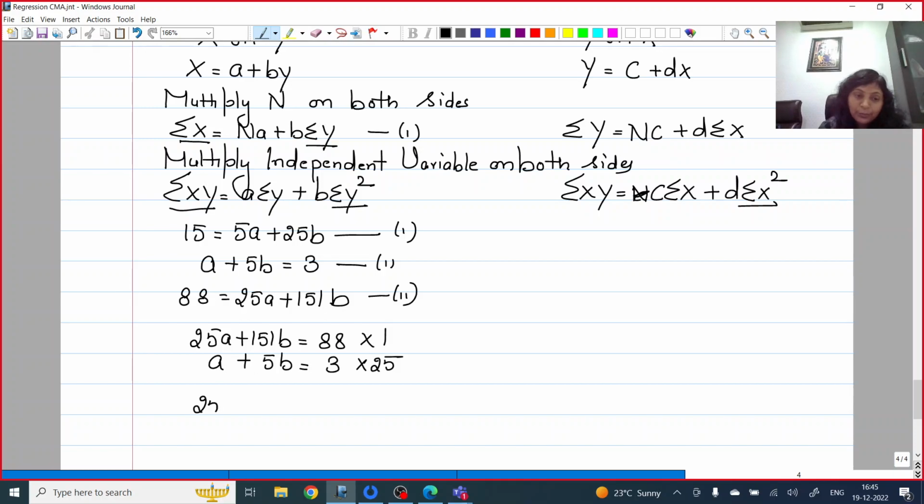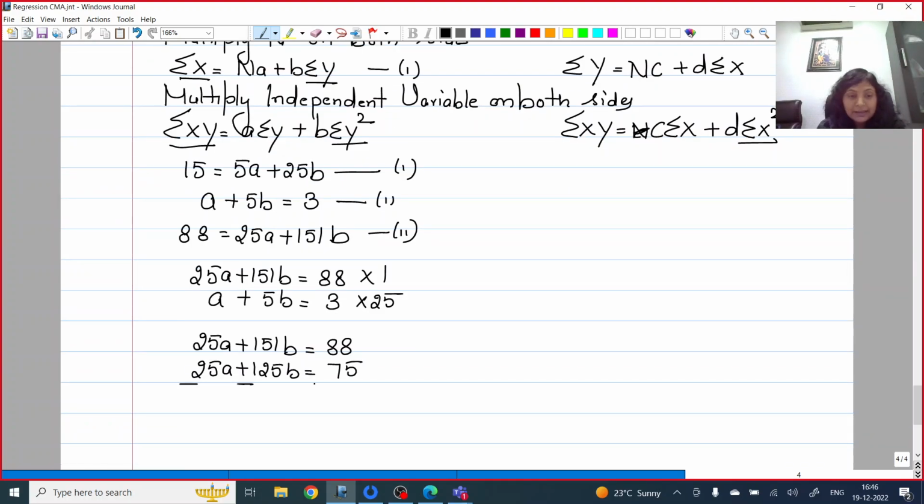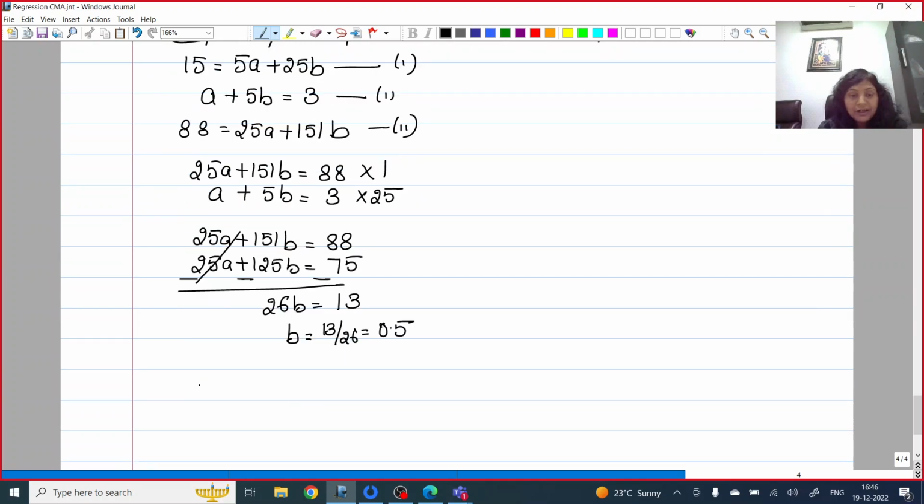So this becomes 25a + 151b = 88, and then 25a + 125b = 75. If I subtract, this becomes 26b = 13. So b is equal to 13 by 26, that is equal to 0.5 or 1 by 2. Now we have to find out the value of a. So a + 5b, put the value of b, 0.5, equals 3. So a is equal to 3 minus 2.5. So again we got the value of a as 0.5.